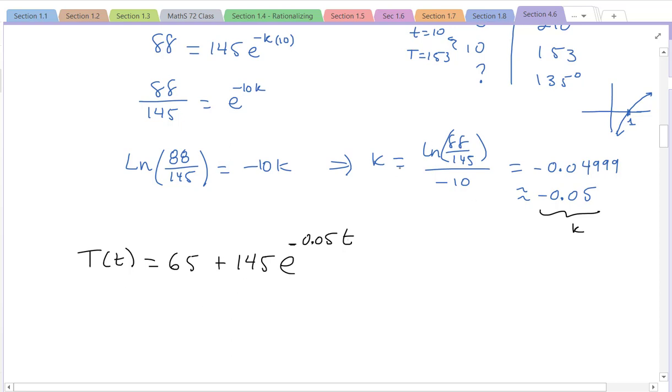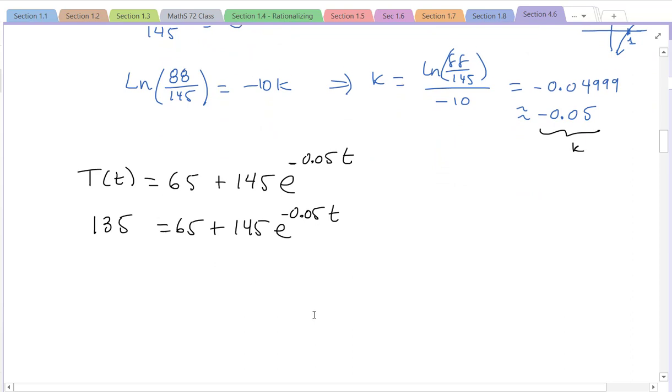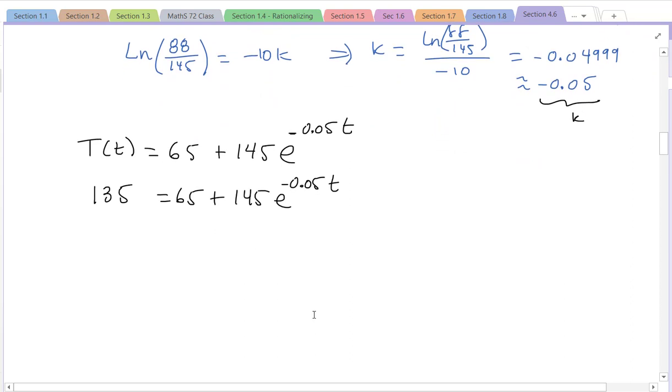For our case, we wanted to find when the temperature is 135, what's t? So this is what we're looking for. What is t equal to when the temperature is 135? I'm going to go back over here and say 135 equals 65 plus 145 e to the minus 0.05 t. Now we can solve for t. Subtract 65 from both sides: 135 minus 65 gives us 70 equals 145 e to the minus 0.05 t.